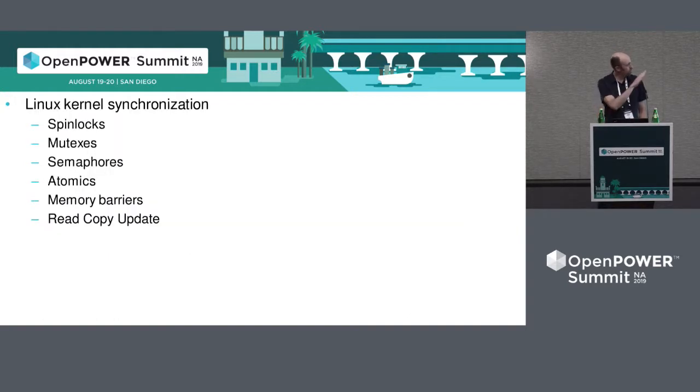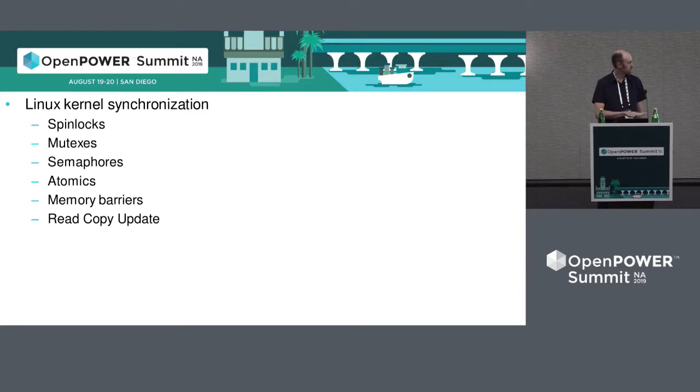So there's a whole bunch of different ways to synchronize code in the kernel. We have spin locks, mutexes, semaphores, atomic variables, memory barriers, RCU (read-copy-update), all for different use cases. Some of them can be used in interrupt context, some of them can't. Some are very lightweight, some are more heavyweight. For the most part, I'm going to spend most of the time on barriers, just because that's an area that we run into a lot of problems with on Power.